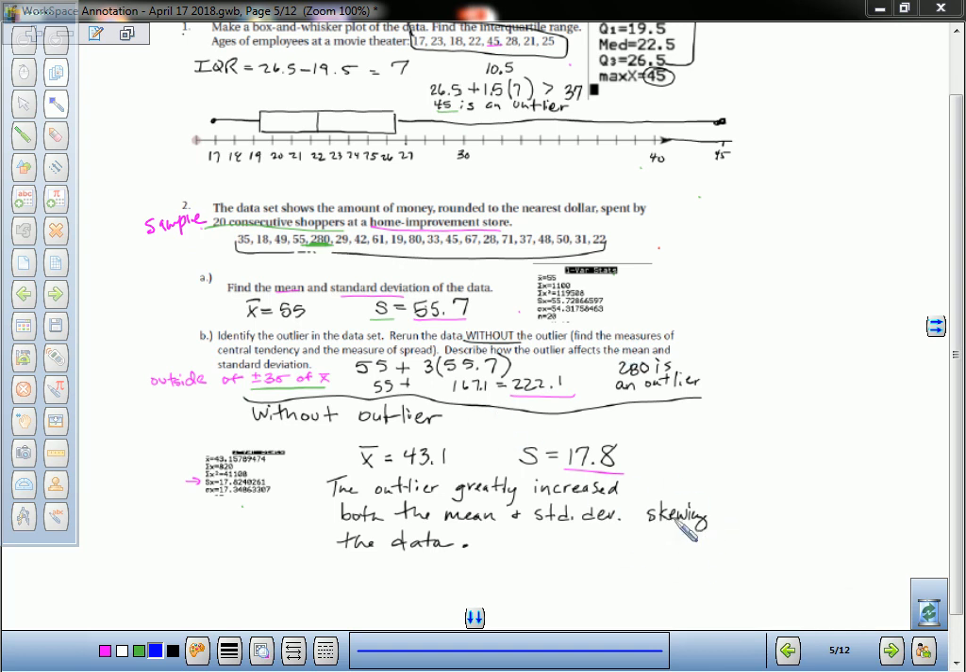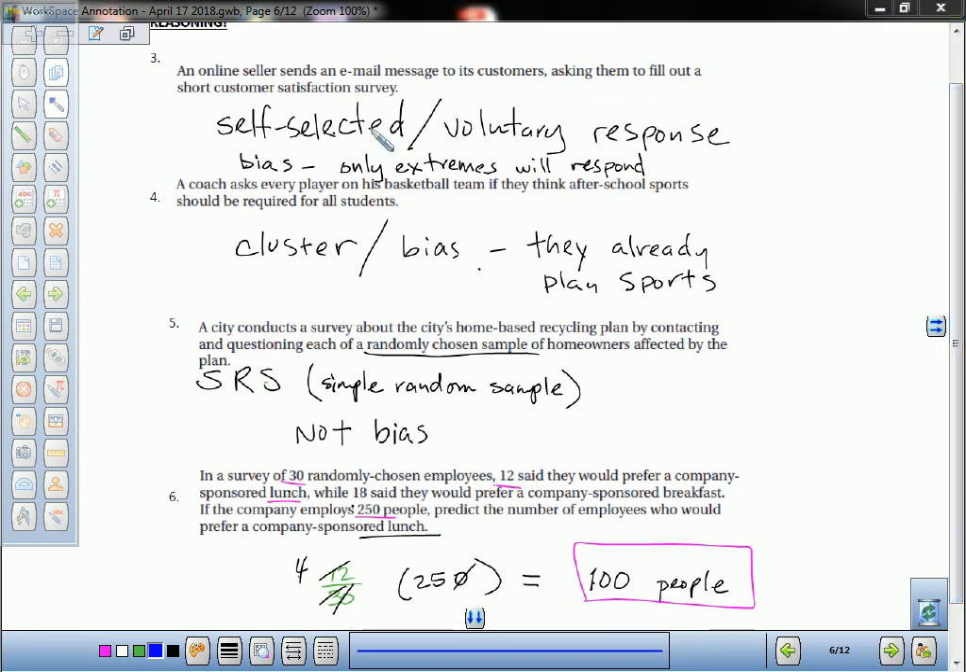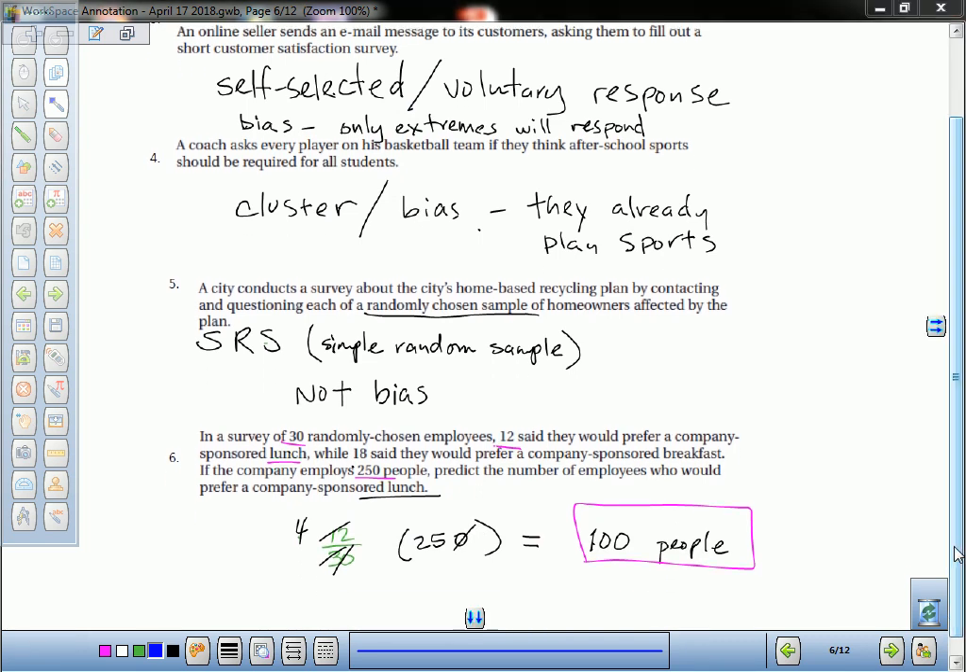All right, now let's take a look at these. Self-selected. Usually some bias. Cluster. Bias already because they already play sports. Simple random sample, that is our least biased of our sampling methods. That's a great way to do it.